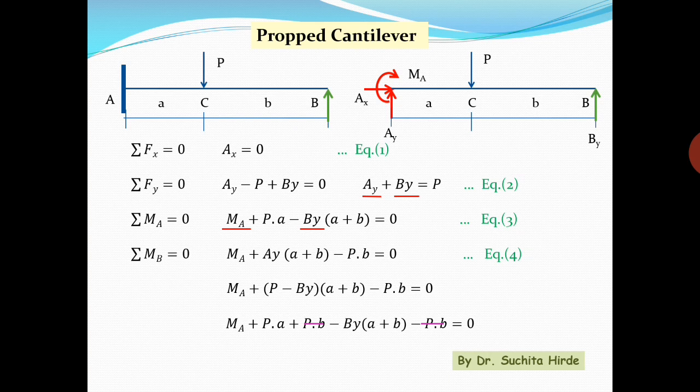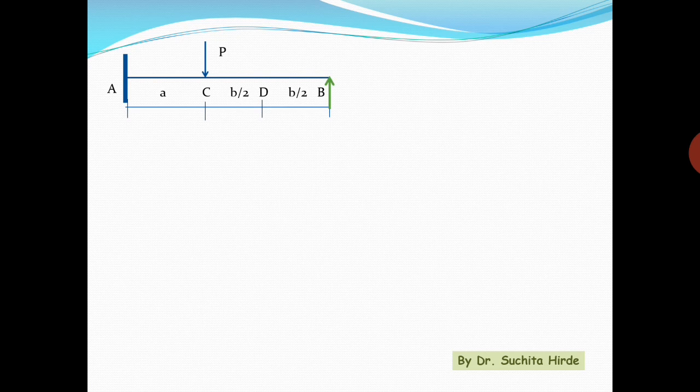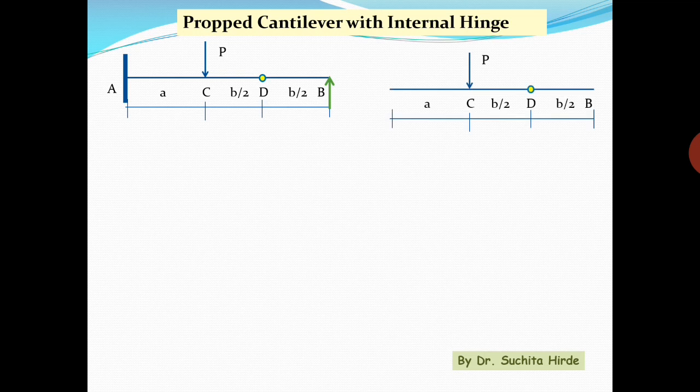Now we will see one more example. In this case we are considering a similar case. The only difference is there is a hinge at point D. So what is the difference due to this point D? Hinge at point D. So if you want to calculate the reactions due to this, we have to draw the free body diagram. So if you draw the free body diagram, there will be 3 reactions at A and 1 reaction at B.